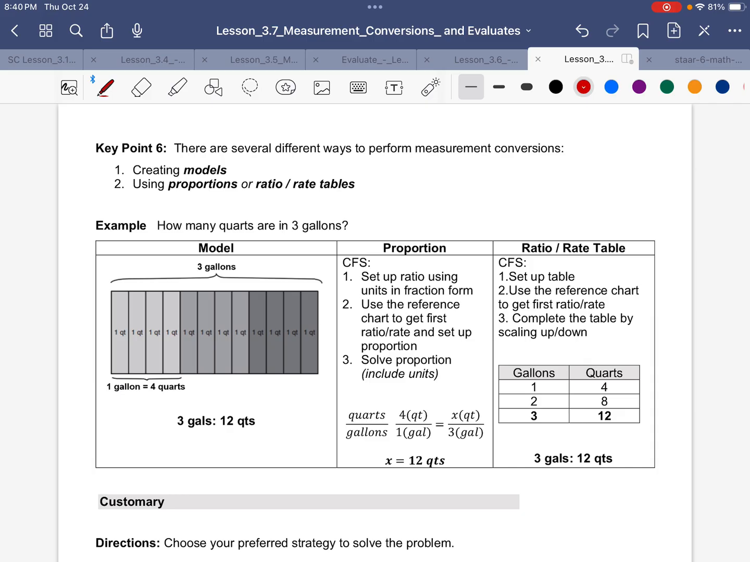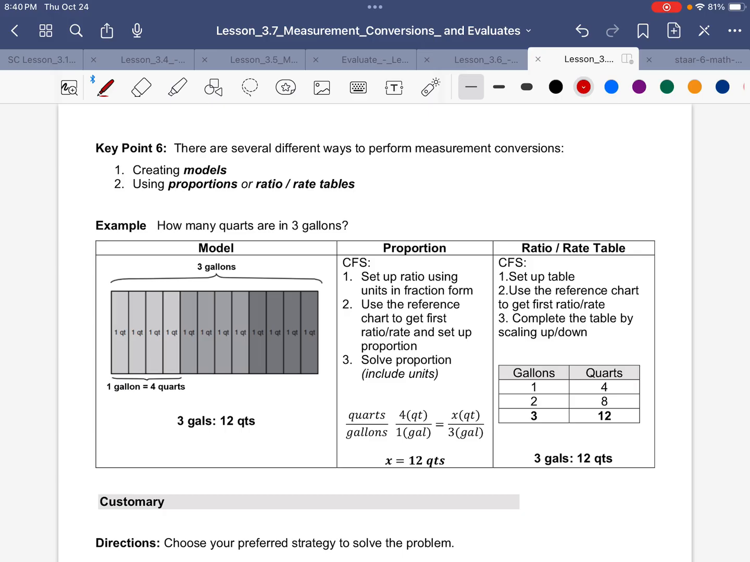So there are several different ways that you can do this conversion. You can do the model where you're drawing it out. It's a little tedious to do that way for sure. It takes a little bit more time, but if you need to do that until you get really comfortable with another method, by all means, do that. Do what is best for you. And then going forward, you can think about exploring the proportion options or setting up the ratio or rate table that we see here below. And you have CFUs for both of these.